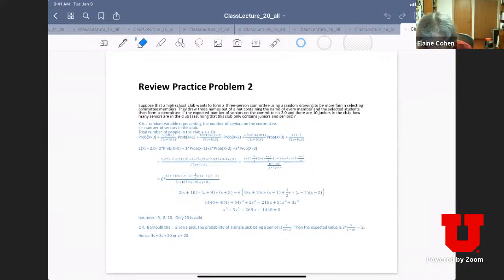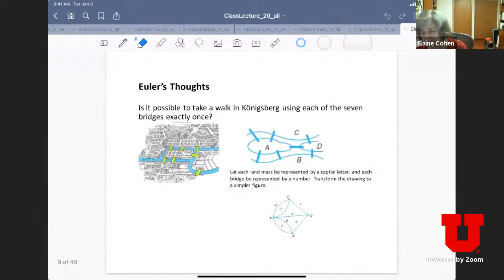And it turns out that there are 3 roots to this. 2 are negative and 1 is 20. And 20 is the only valid one. You can't have negative seniors in a club. Okay, so that's the way you solve it when you're told what you want the expected value to be. You have to set the problem up so that your random variable represents the number of people or things that you're talking about. Let me go on. Let's start some new material here.